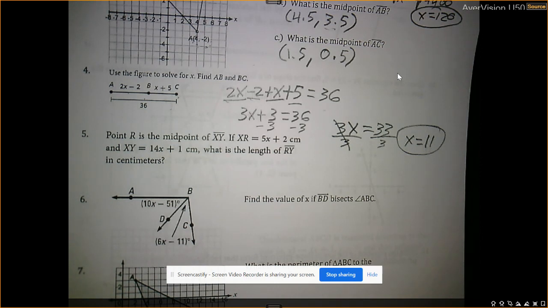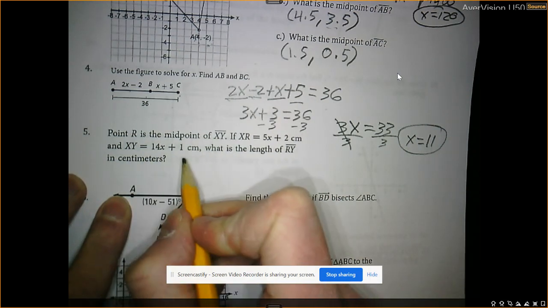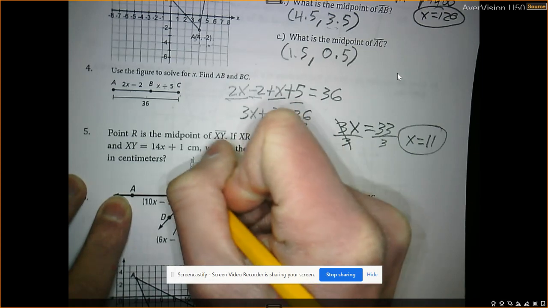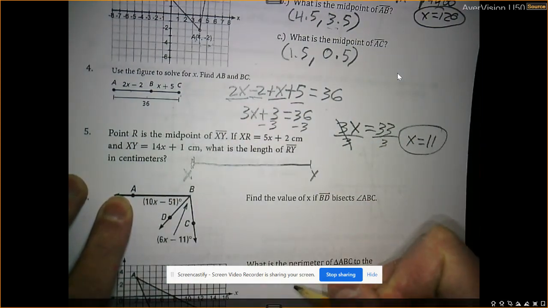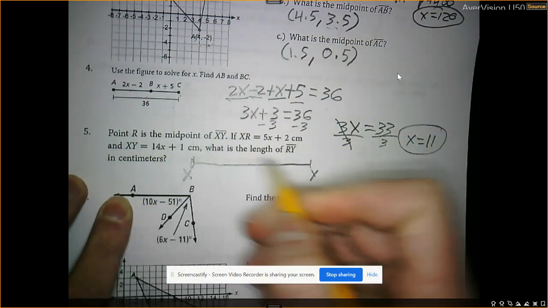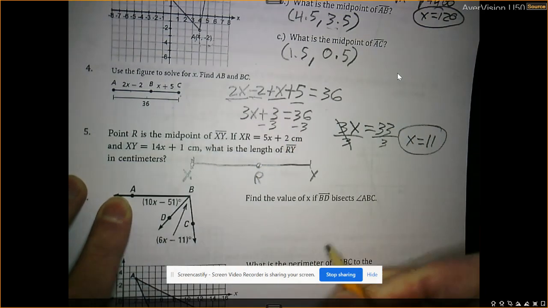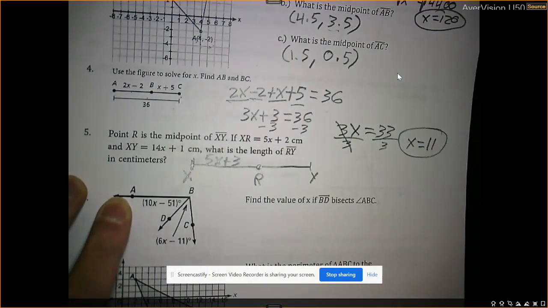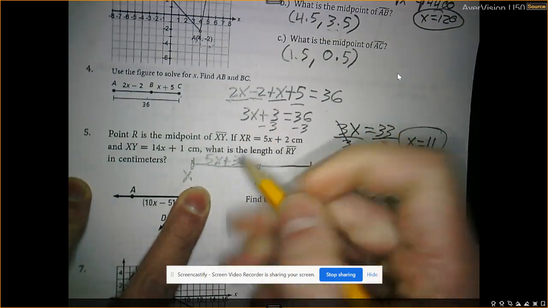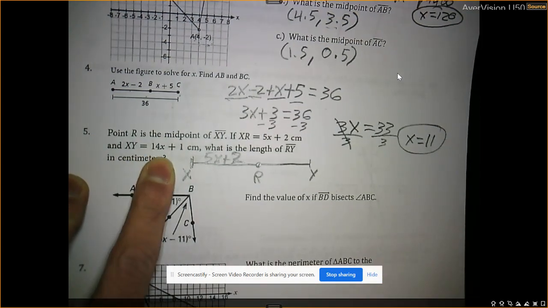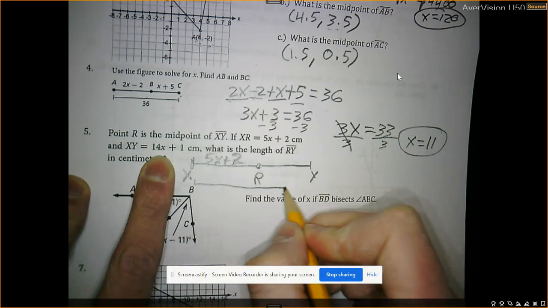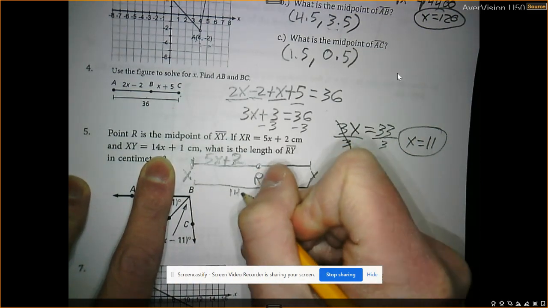Okay, 5 is a tricky one. So I would draw it out. Point R is the midpoint of XY. Here is X, here is Y, and R is the midpoint, so here's R. It's saying XR is 5x plus 2, and XY is 14x plus 1. That's the whole distance, 14x plus 1.